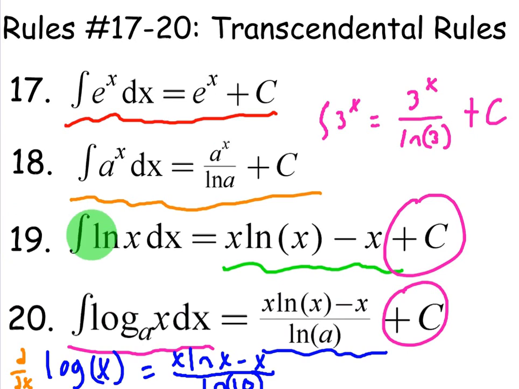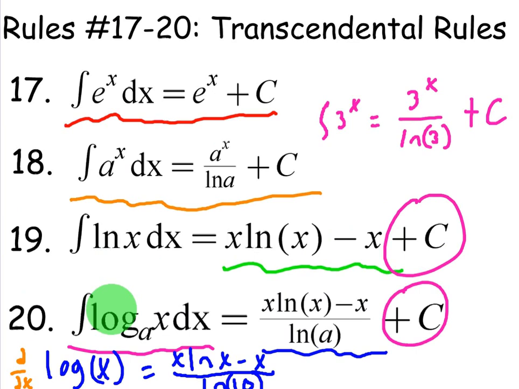Rule number 19, antiderivative of natural log of x, is x ln of x minus x plus c. Now, I've actually seen this one come up more often than I thought, so make sure you learn this one. And again, if you take the derivative of x ln of x minus x plus c, you will just get natural log of x back.